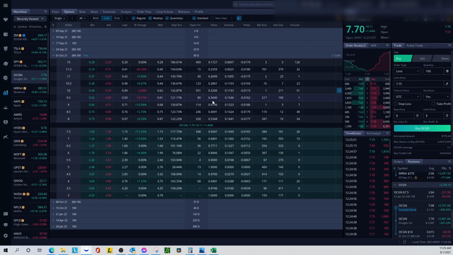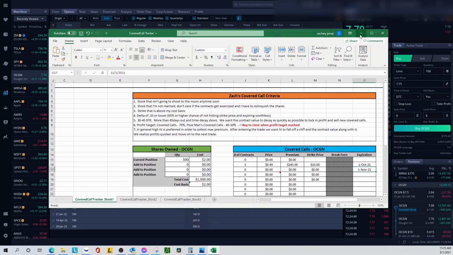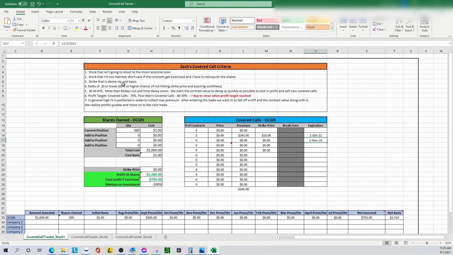Okay, so let's take a look at what I look for. In my spreadsheet, we've got some criteria, and the main thing is number 3 here. So the strike is above my cost basis. In this case, my cost basis is $2, so I really want to strike above $2.